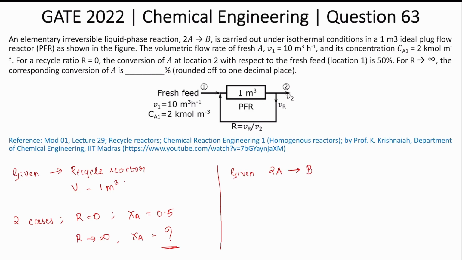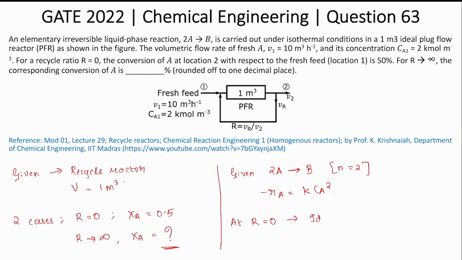So the reaction given here is 2A gives B, which is an elementary liquid phase reaction. So that means the rate of this reaction can be written as minus Ra is equal to K Ca square, because this reaction can be considered a second order reaction.